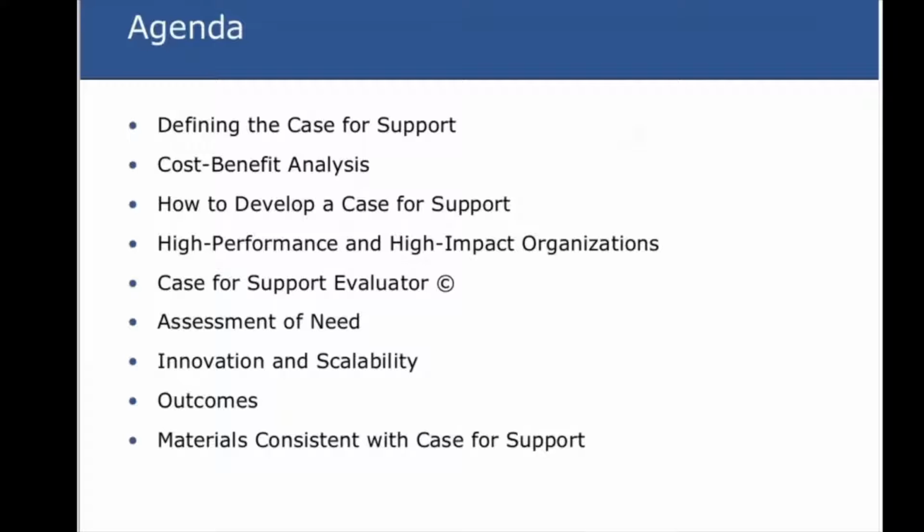We're going to use the Case for Support Evaluator, something that we've developed here at Metasoft, as a framework for today's webinar, and also to give you a tool that you can use both for developing your case for support and for evaluating if you have one existing, or evaluating it year to year so that it's always current. We'll dig into some of the aspects of that case, the assessment of need, the innovation and scalability outcomes, and then talk about making sure that your materials are consistent with your case for support.